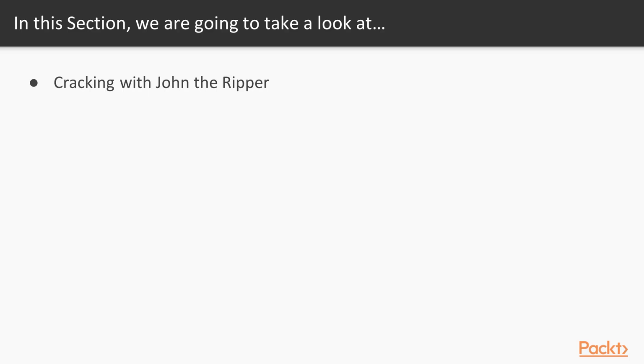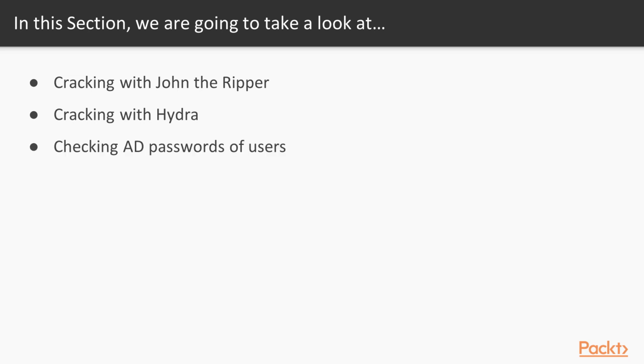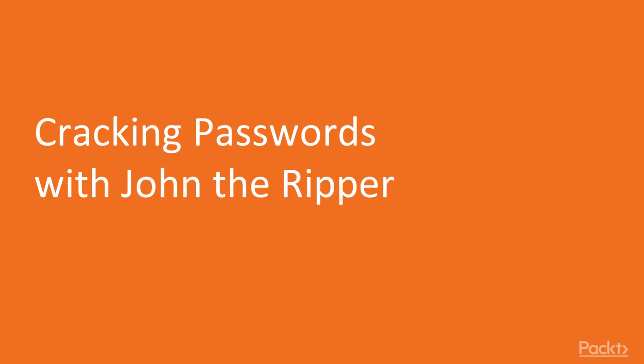So now that that's out of the way, we will be going through John the Ripper. We will crack some passwords with Hydra. From there, we will have a look at how to check Active Directory accounts. And then last up, we're going to have a look at how to bypass local passwords. So let's start off with John the Ripper.